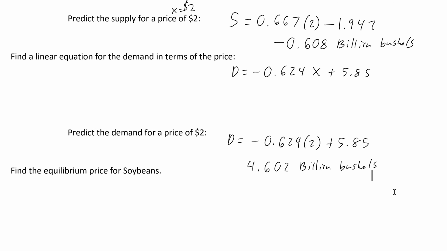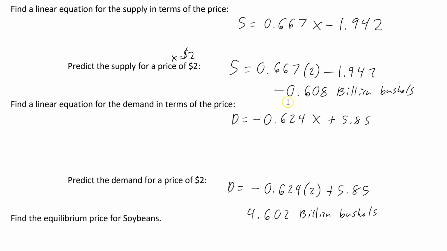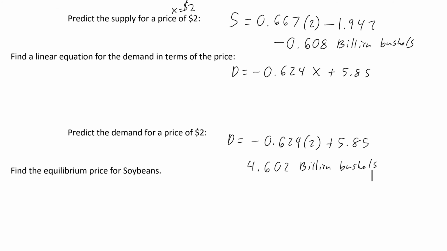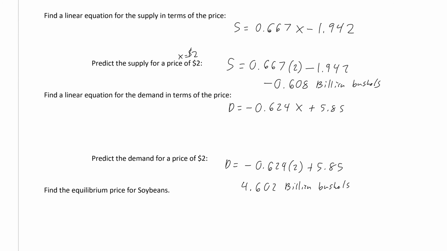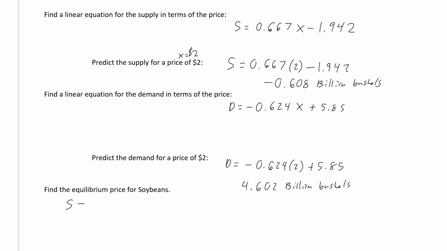I'm assuming they're soybeans. Yes, because it says it there. And supply is only negative 0.06. So we wouldn't have enough. It would be a shortage. And so what we want to do now is find that equilibrium price. So if we set our supply equal to our demand, 0.667x. And yes, you can use your calculator to find these, but this is a very quick calculation algebraically. So we're just going to do it algebraically, and then we'll check with the calculator.